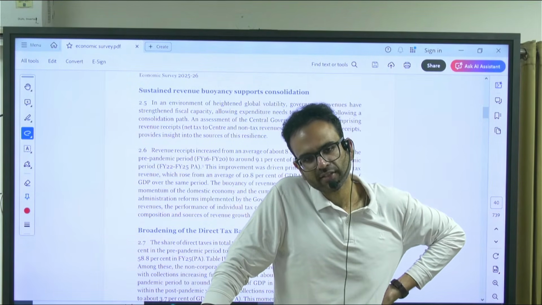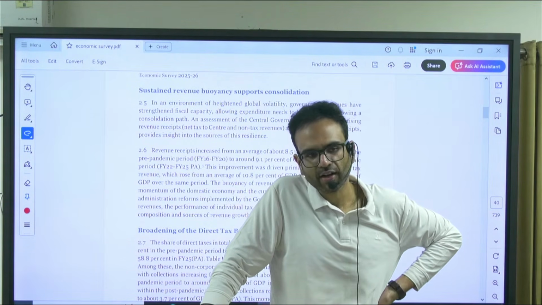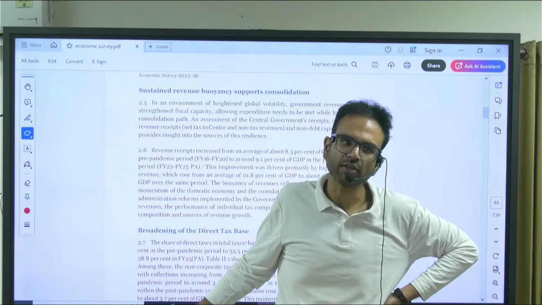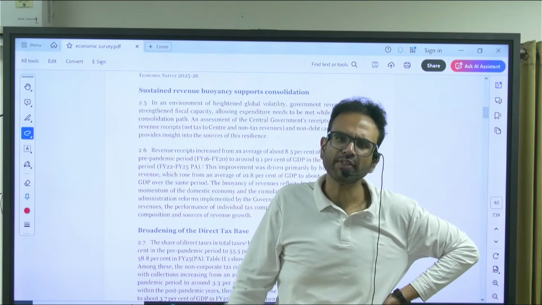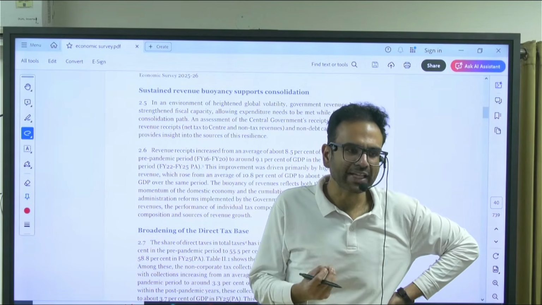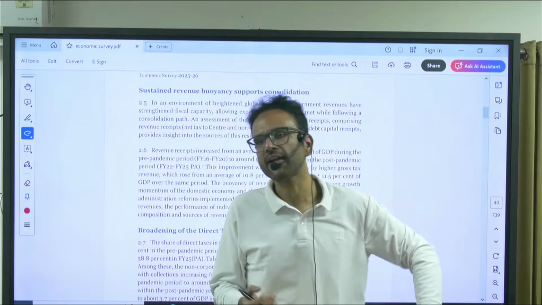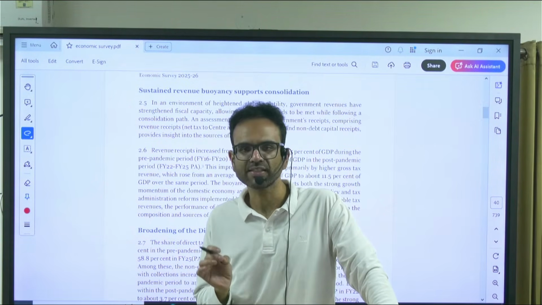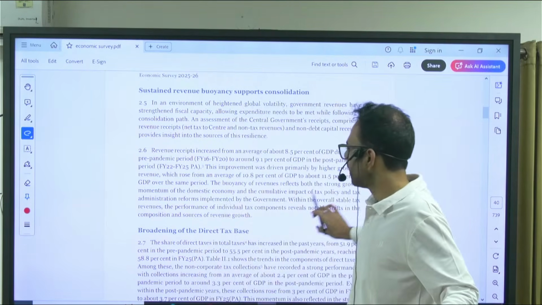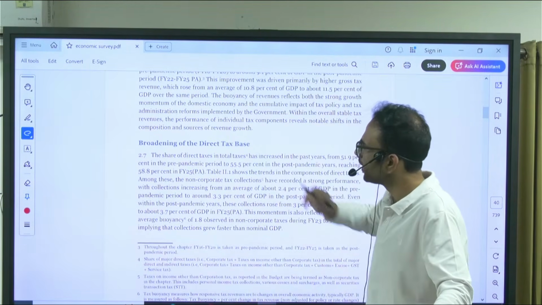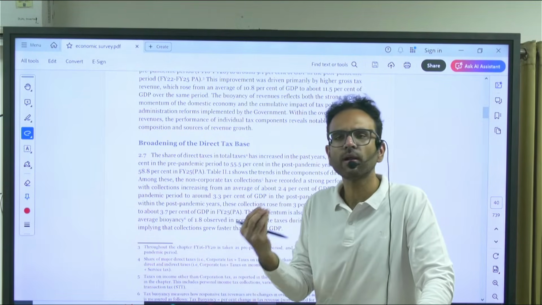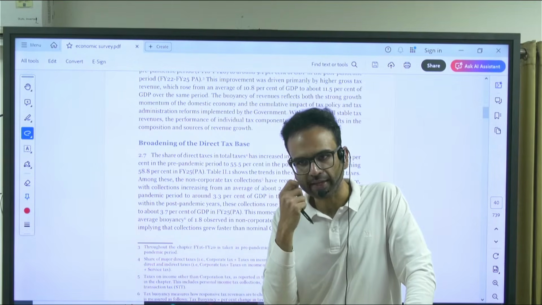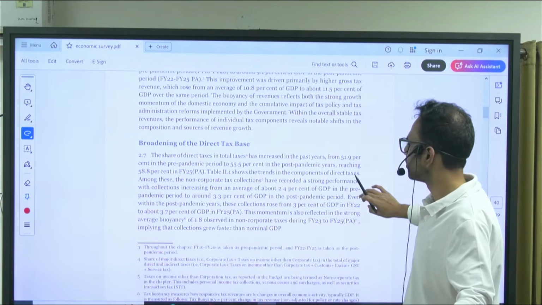If GDP is rising, but tax is not rising, either there is something wrong in the picture or you are just inefficient. So to improve tax buoyancy is the basic tenet of any state. India is doing just that. How? By leveraging technology. We are broadening our tax base. More and more people are paying up income tax. That is the first change.